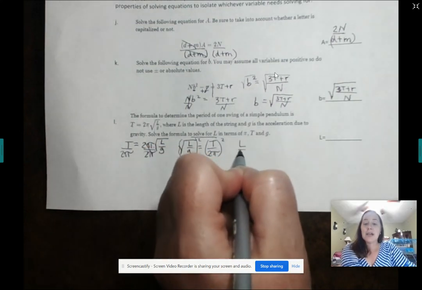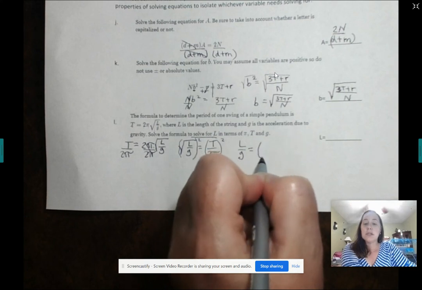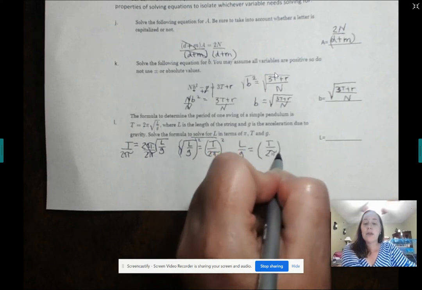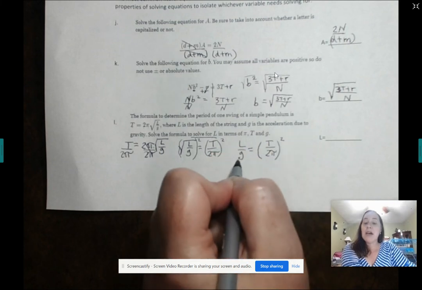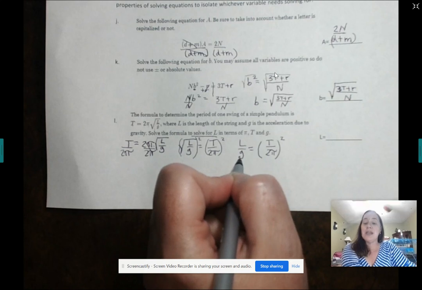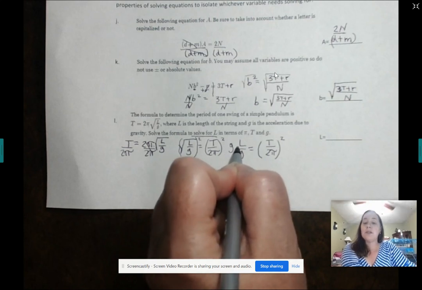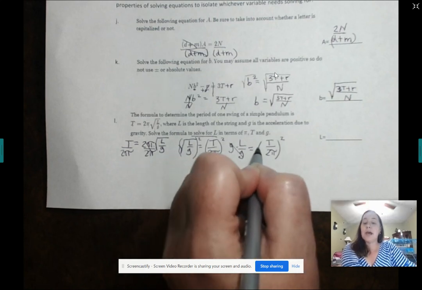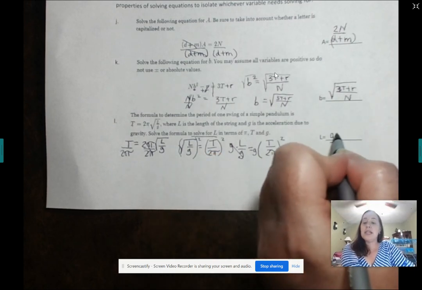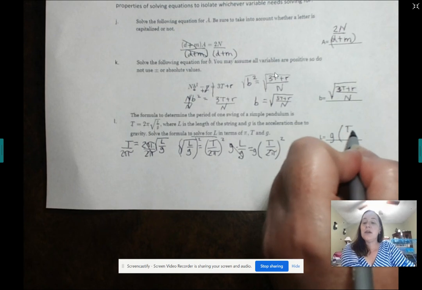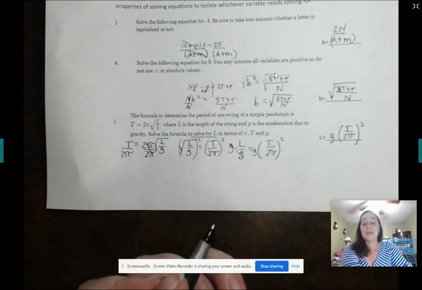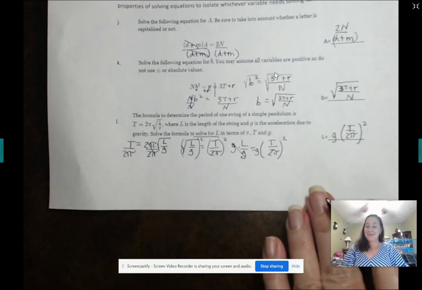That leaves L divided by G equals T over 2 pi. That whole thing is being squared. And now all I have to do is get rid of this G. This is L divided by G. How do I get rid of division? With multiplication. So I'm going to multiply both sides by G. So L is going to equal G times T over 2 pi squared. And that's my answer. And that is it.